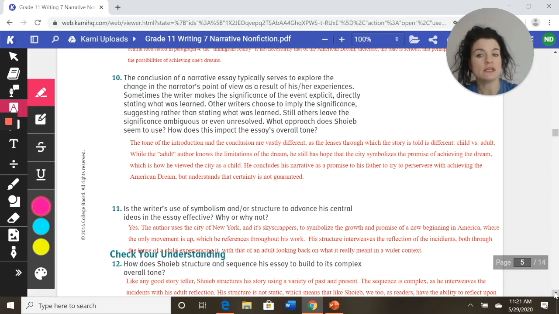So I said the tone in the introduction and the conclusion are vastly different, as the lenses through which the story is told are different, child versus adult. While the adult author knows the limitations of the dream, he still has hope that the city symbolizes the promise of achieving the dream, which is how we view the city as a child. He concludes his narrative with a promise to his father to try to persevere with achieving the American dream, but understands that certainty is not guaranteed, so he's pretty explicit in this.